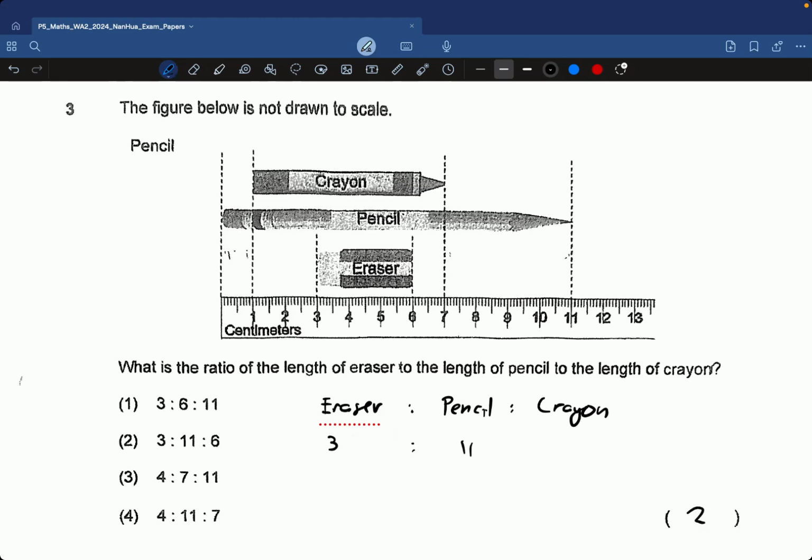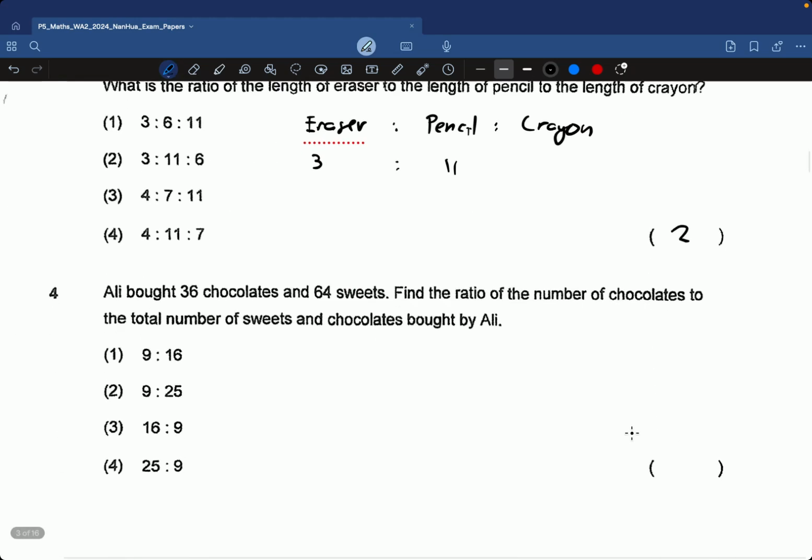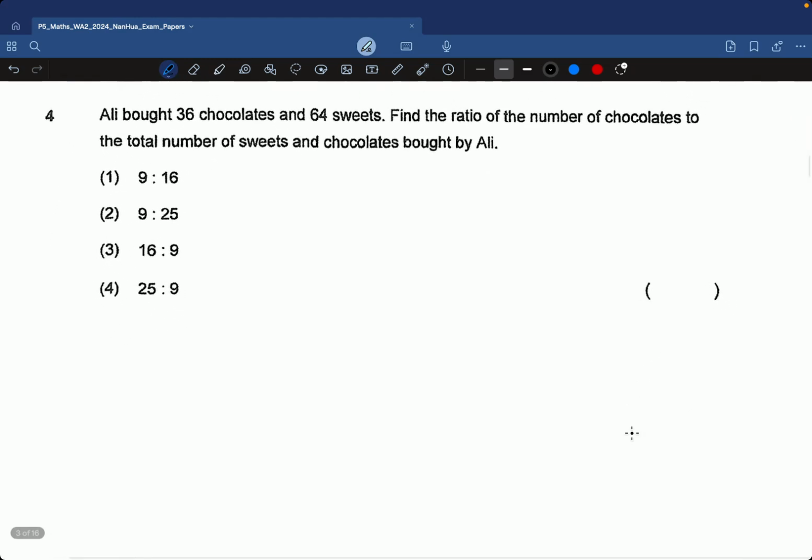All right, let's move on to question 4. It says here, Ali bought 36 chocolates and 64 sweets. Find the ratio of the number of chocolates to the number of sweets and chocolates. So we're going to write it down. Chocolates, I'm going to short form it as choc, and then the ratio to sweets plus chocolates. Now we know the number for chocolates, which is 36 chocolates. So we're going to write down 36.